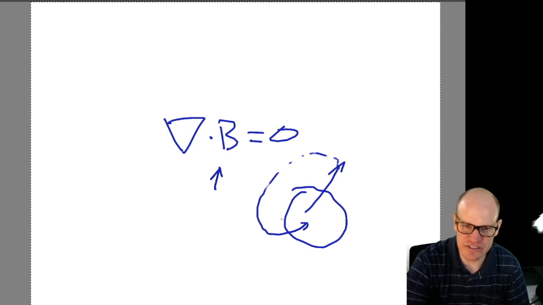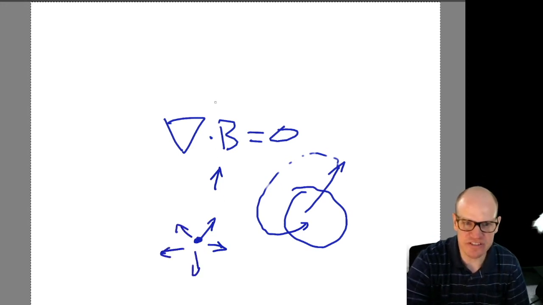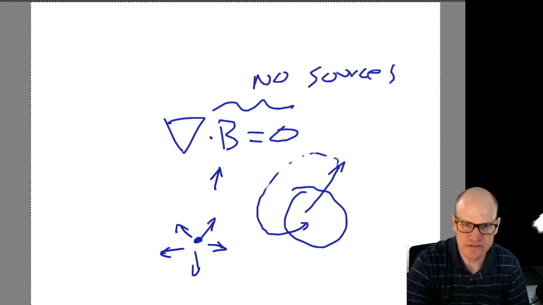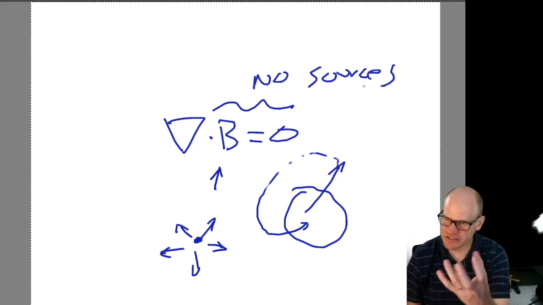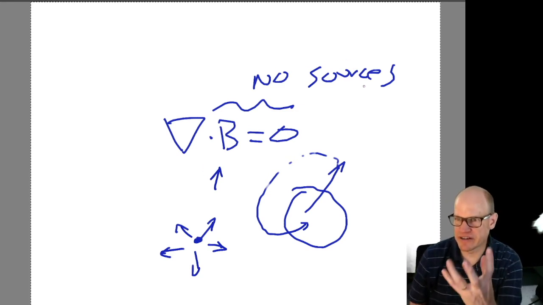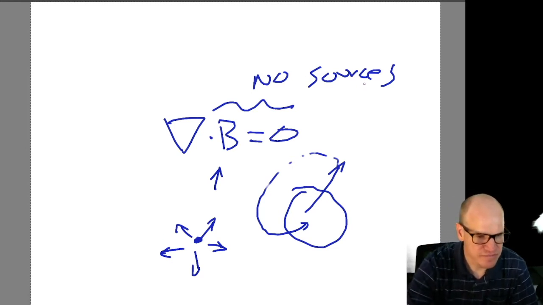Because there's no such thing as a source of a magnetic field that would cause something to point outwards in all directions. Okay, so this says there are no sources of a magnetic field. Or there's no charges. There's no magnetic charge, is what that one says.